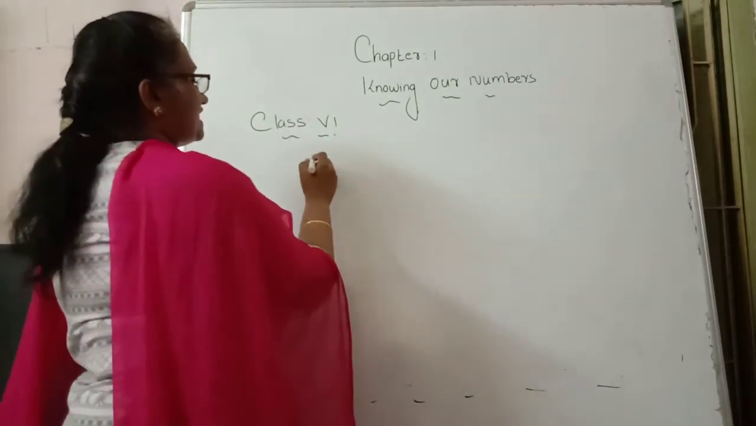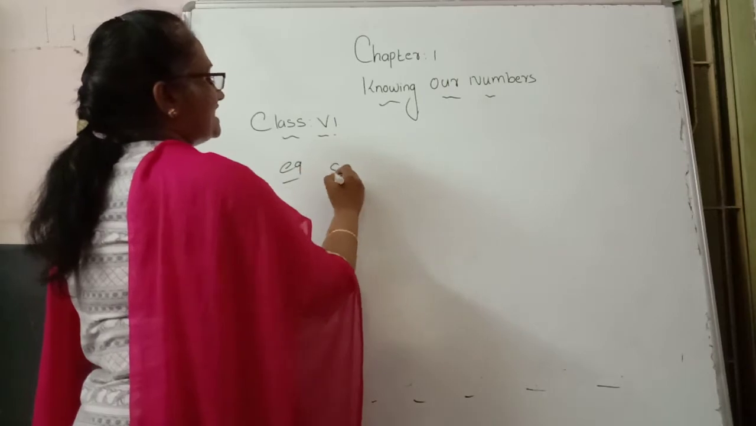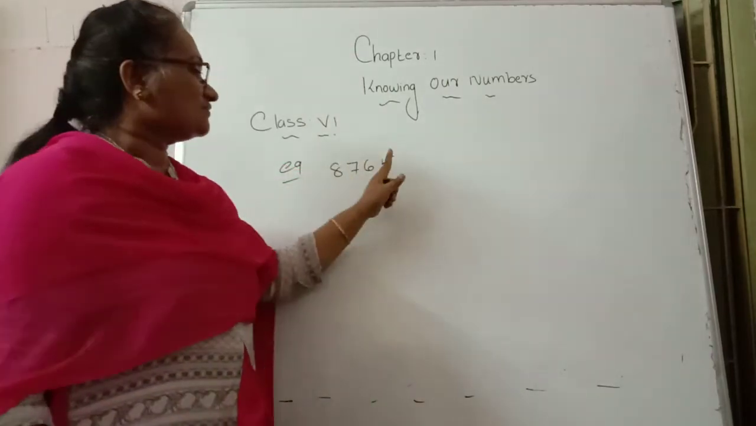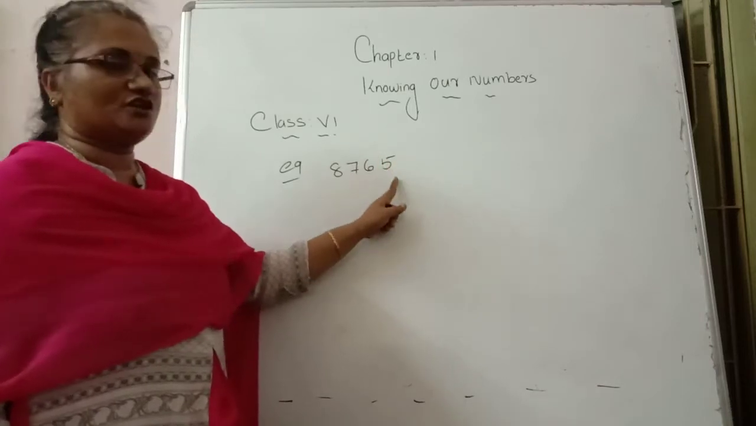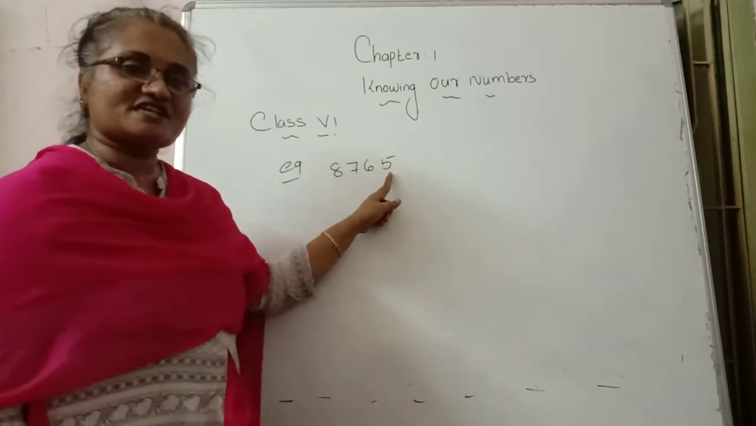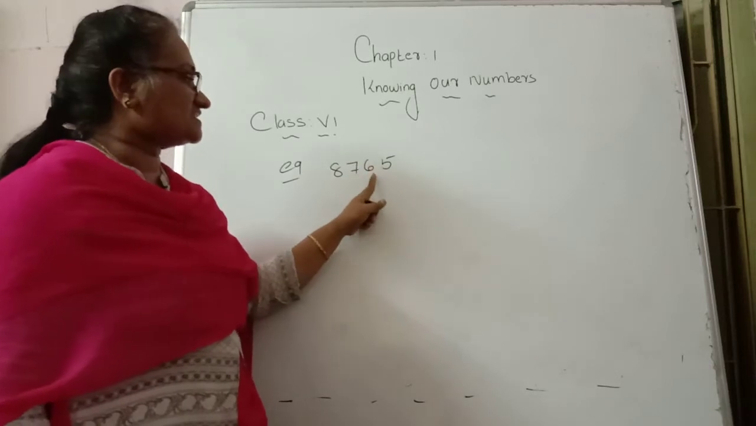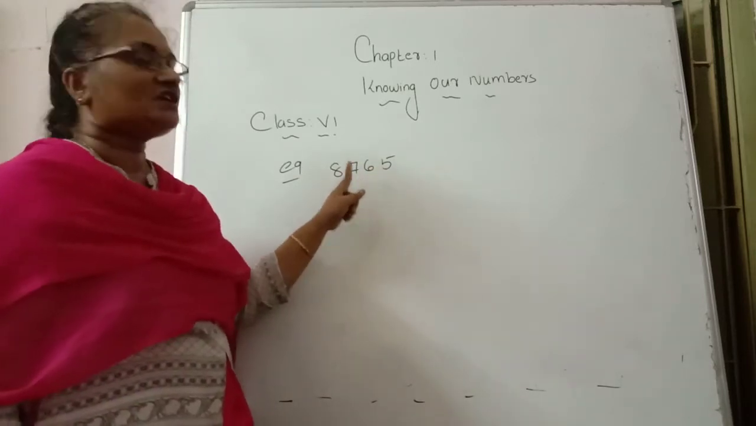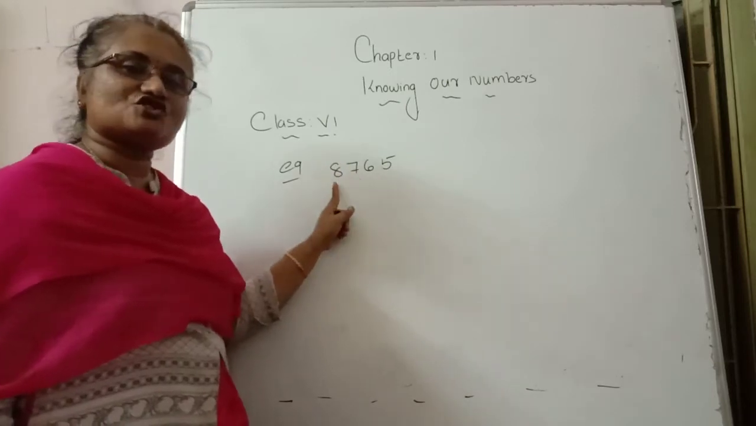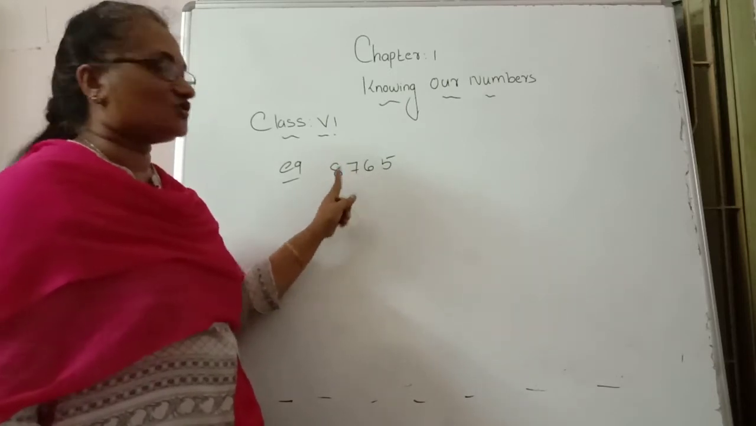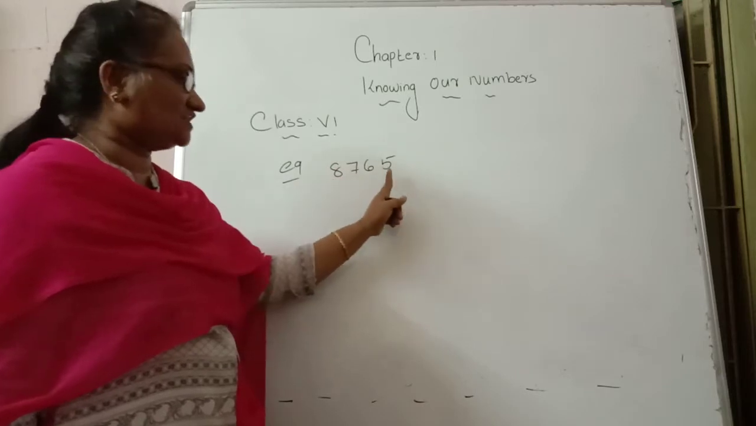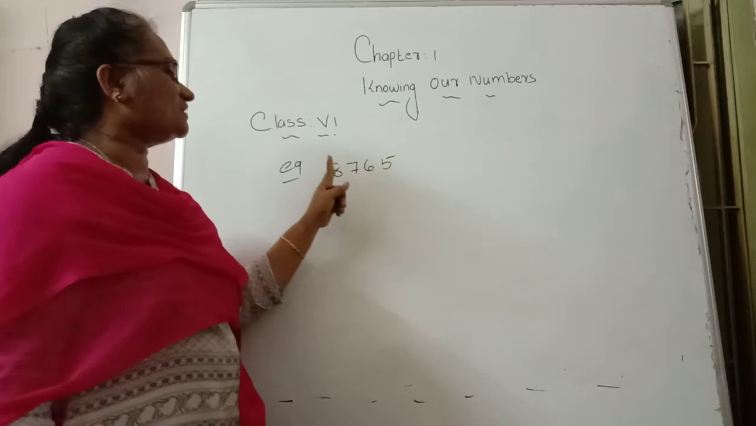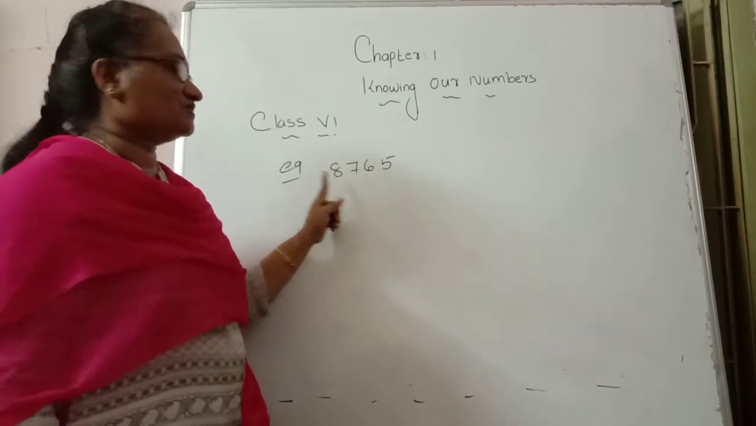So I give one example number, 8765. How to read this number? First we find out the place values. 5 is in which place? 1's place. 6 is in which place? 10's place. 7 is in which place? 100 place. 8 is in which place? 1000 place. So the place values are like this. 5 is in 1's place, 6 is in 10's place, 7 is in 100 place, 8 is in the 1000 place.